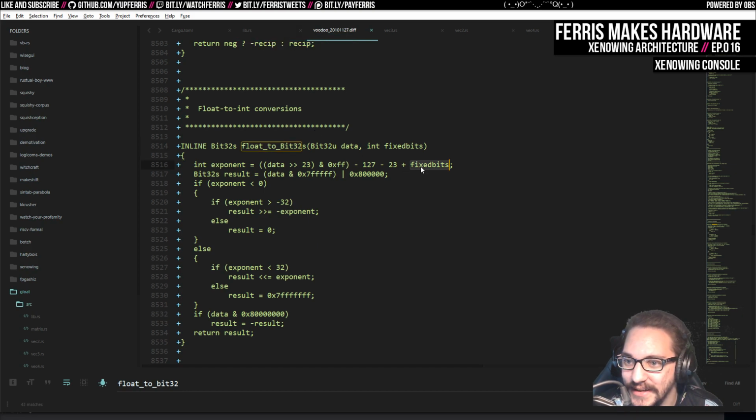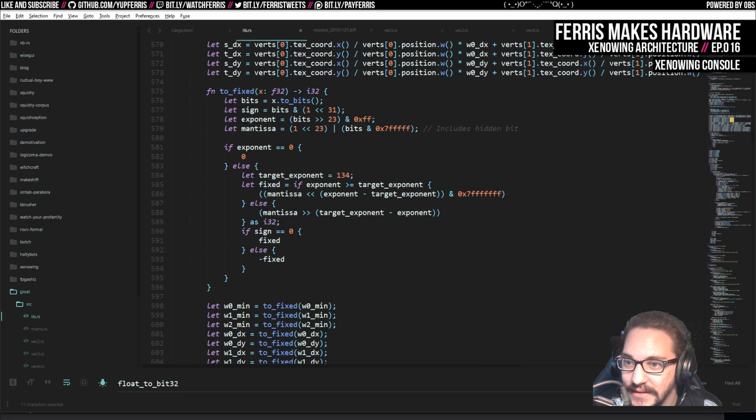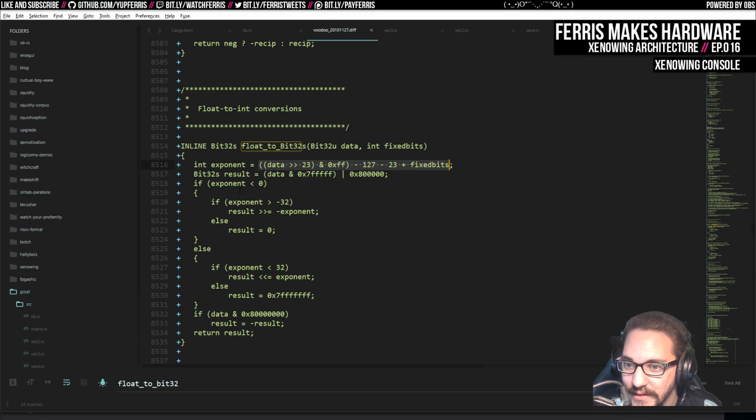Although it, of course, scales this, whereas I don't have this bias here, or this amount of fixed bits. That's actually kind of interesting. That's how they make it dynamic. That's cool, because I'm doing that fixed. Then here I have that decoding without the bias. And then also pull out the mantissa here, which I guess they're doing from data.